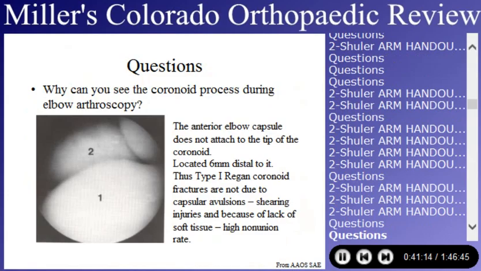Why can you see the coronoid process during elbow arthroscopy? Something I just covered a little bit ago. Anterior elbow capsule does not attach to the tip of the coronoid. It's located actually 6 millimeters distal to it. Type 1 fractures then of the coronoid are not due to capsular avulsions. It's a shearing injury, and that's why it has a high non-union rate, because why? You don't have muscular attachments that bring blood supply to it. That's why you have such a high non-union rate. Anatomic reason why you have a complication.